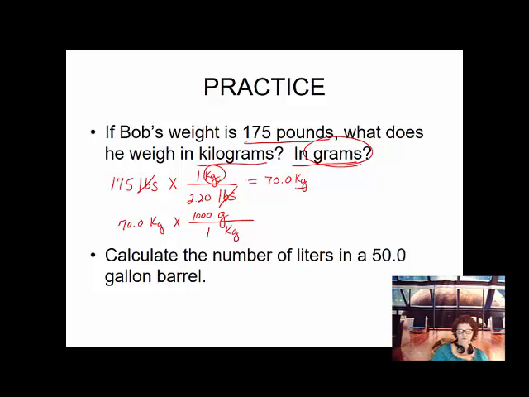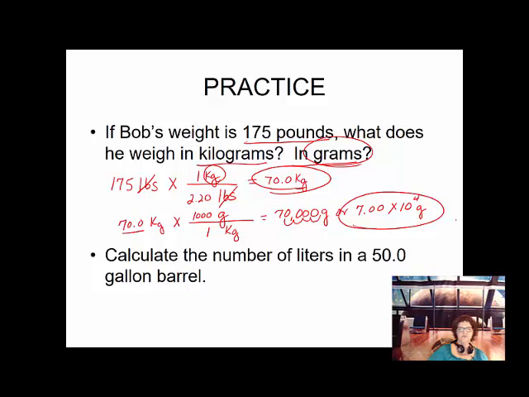1,000 grams in 1 kilogram. And so that's going to give me what? It's a big number, right? So it's going to be either 70,000 grams, or I could write it in scientific notation: 1, 2, 3, 4, 7.00, because I've got 3 significant figures in my measurement, times 10 to the 4th grams. It's a good idea to circle your answers when you get done. That way, if you need to go back and look at it, you can.